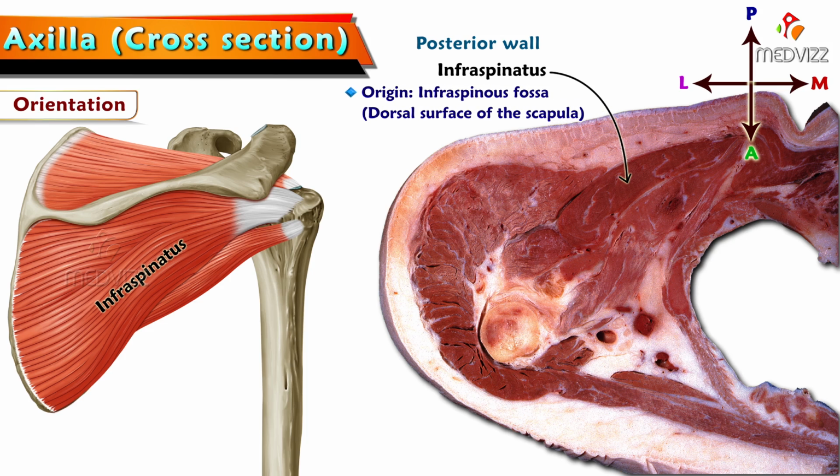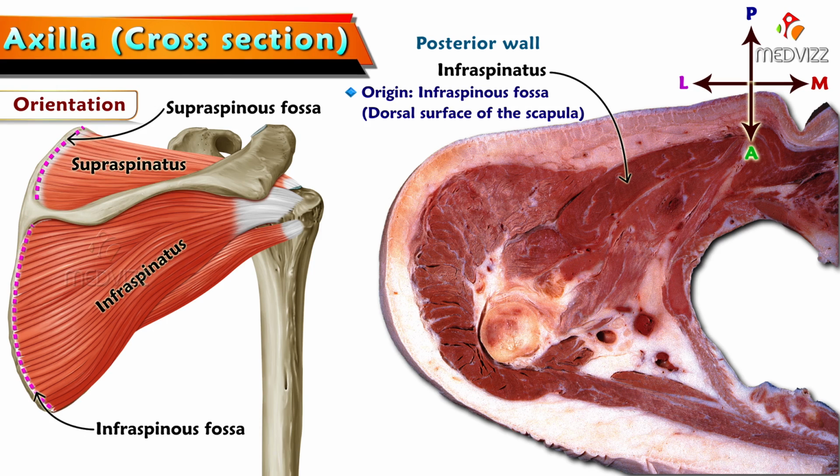This dorsal muscle is infraspinatus. The infraspinatus muscle is present over the dorsal surface of the scapula. The dorsal surface of the scapula provides attachment to two muscles, one is supraspinatus and the other is infraspinatus. Supraspinatus attaches to the supraspinous fossa and infraspinatus is from the infraspinous fossa.